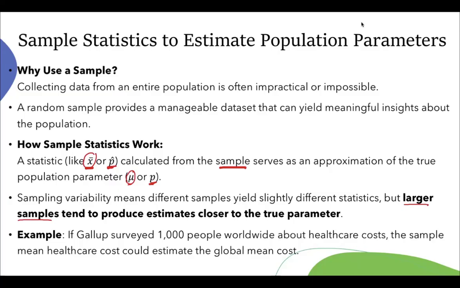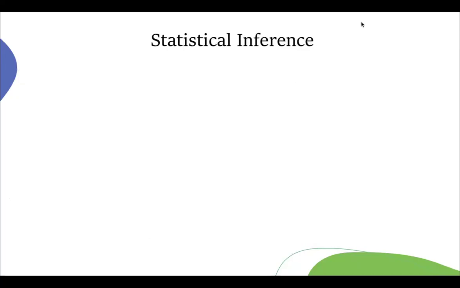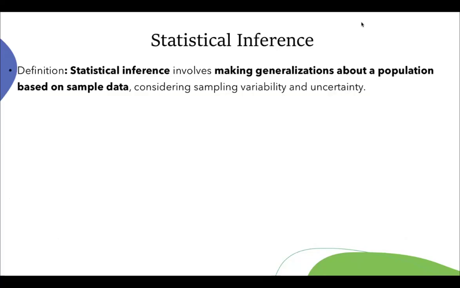So here's an example. If Gallup surveyed 1,000 people worldwide about healthcare costs, the sample mean healthcare cost could estimate the global mean cost. So this is the crux of inferential statistics, using a sample to estimate a population. Statistical inference involves making generalizations about a population based on sample data, considering sampling variability and uncertainty.